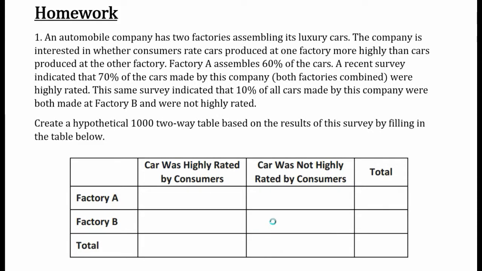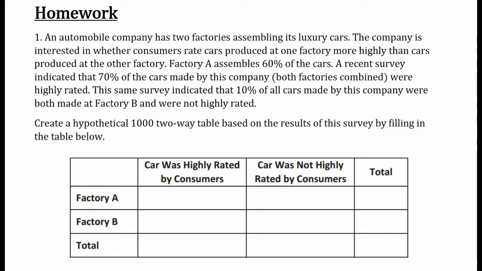Number 1, an automobile company has two factories assembling its luxury cars. The company is interested in whether consumers rate cars produced at one factory more highly than cars produced at the other factory. Factory A assembles 60% of the cars. A recent study indicated that 70% of the cars made by this company, both factories combined, were highly rated.